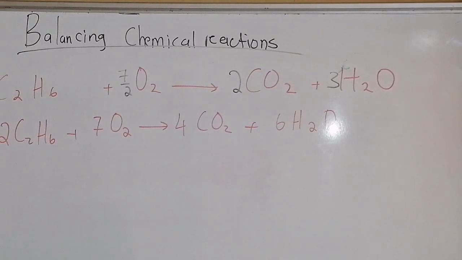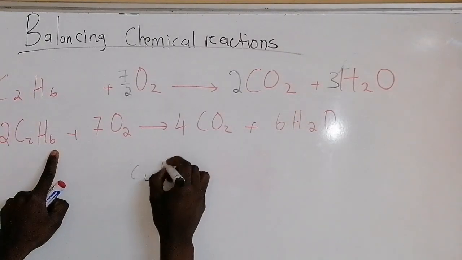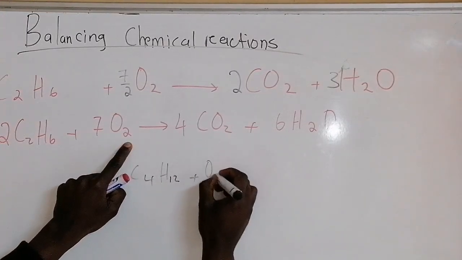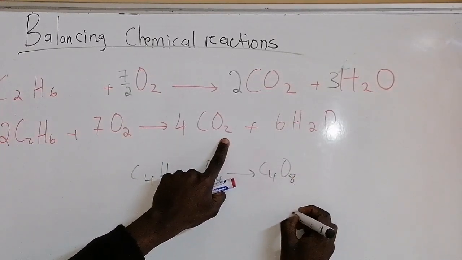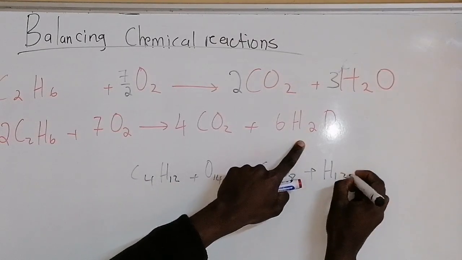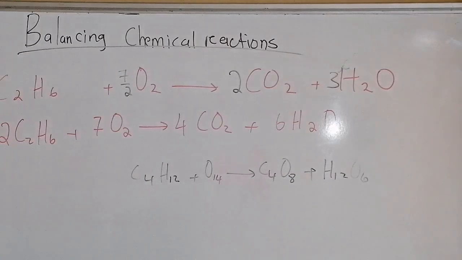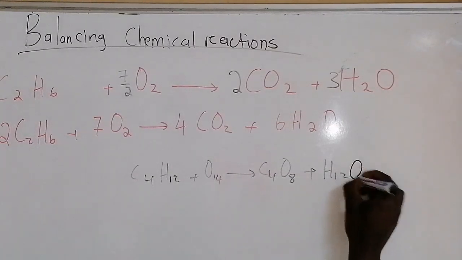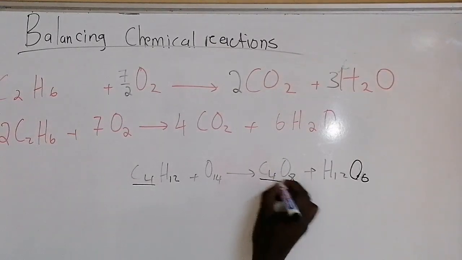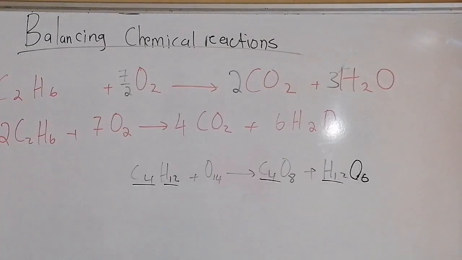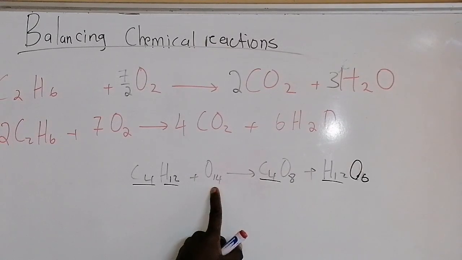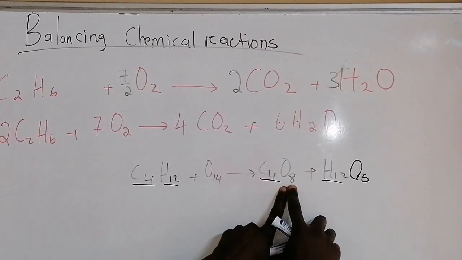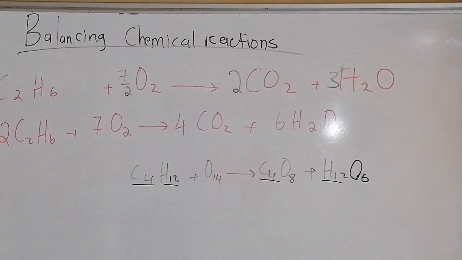We have C4. We have H12. We have O14. On the product side we have C4. We have O8. We have H12. Then 6 times 1 here, we have O6. Then let's prove. We have C4 here. We have C4. We have H12. We have H12. Now here we have O14. Then here this is 8, 8 plus 6, it's 14. Therefore this thing is proved, or it is balanced.